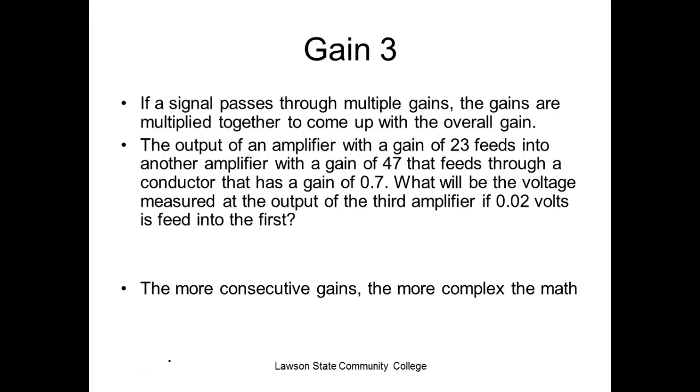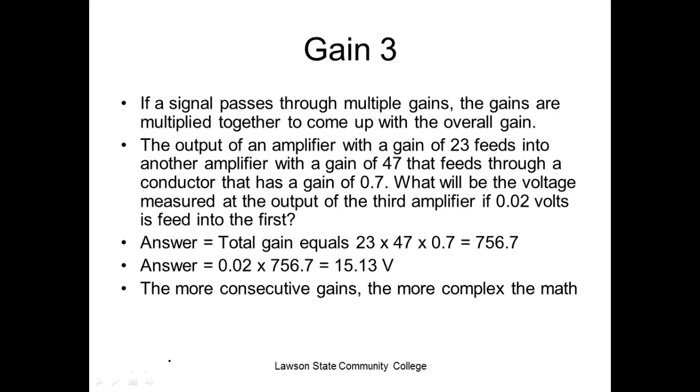So we're going to multiply all the gains together, right? 23 plus 47 plus 0.7, and then I'll multiply that times 0.02, which will be what we're putting on the input. So what do we come up with? Is that true? Everybody got that? So there's our total gain. Our total gain is 756.7, right? And then 15.13. Okay? So the more consecutive gains we have, the more complex the math becomes.